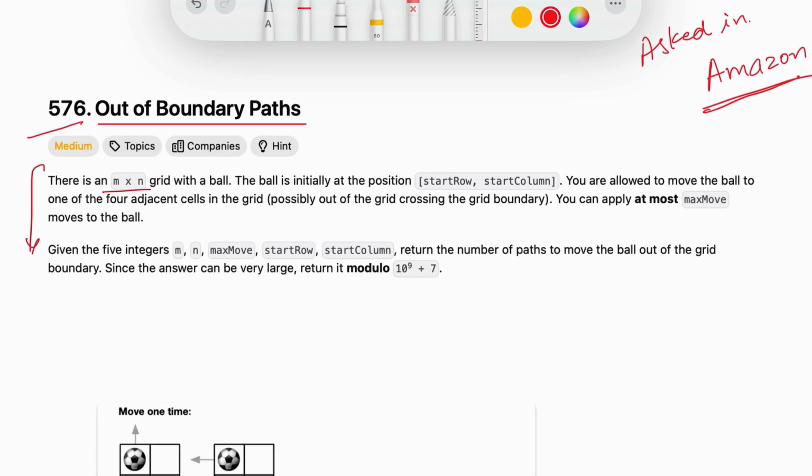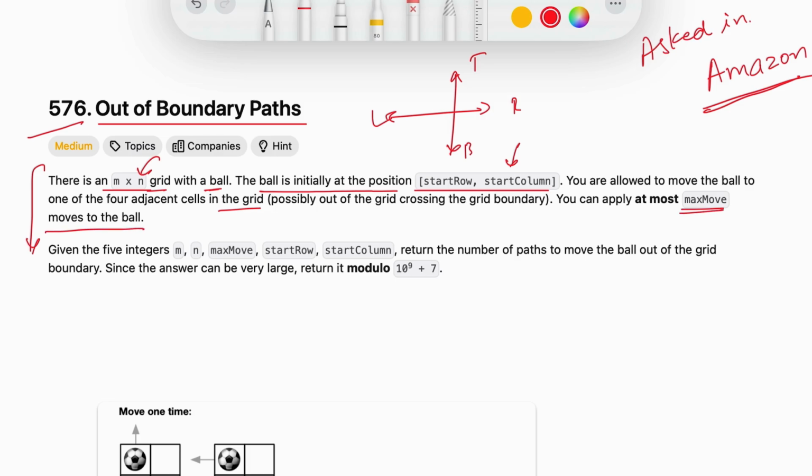In this question, there is an M cross N grid with a ball, and the ball is initially placed at the position start row and start column. This is the initial position of the ball in the grid, and this is the grid size. You are allowed to move the ball to one of the four adjacent cells in the grid: right, left, top, bottom. And you can apply at most max move moves to the ball.